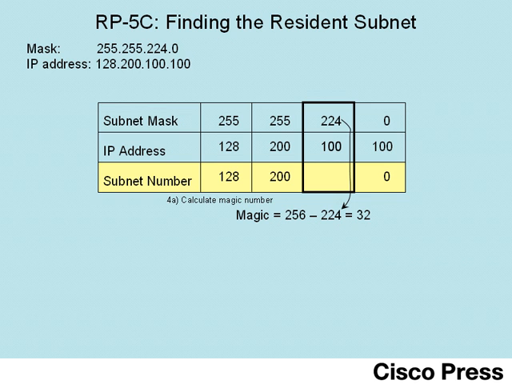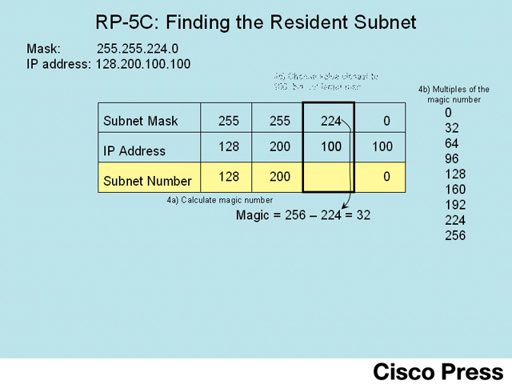As it turns out, the resident subnet number in the interesting octet is a multiple of this magic number. So at step 4b, we're going to calculate all the multiples of the magic number. We start with 0 and calculate all the way up through 256. Now the subnet number's value in that third octet is going to be one of those numbers, but which one?